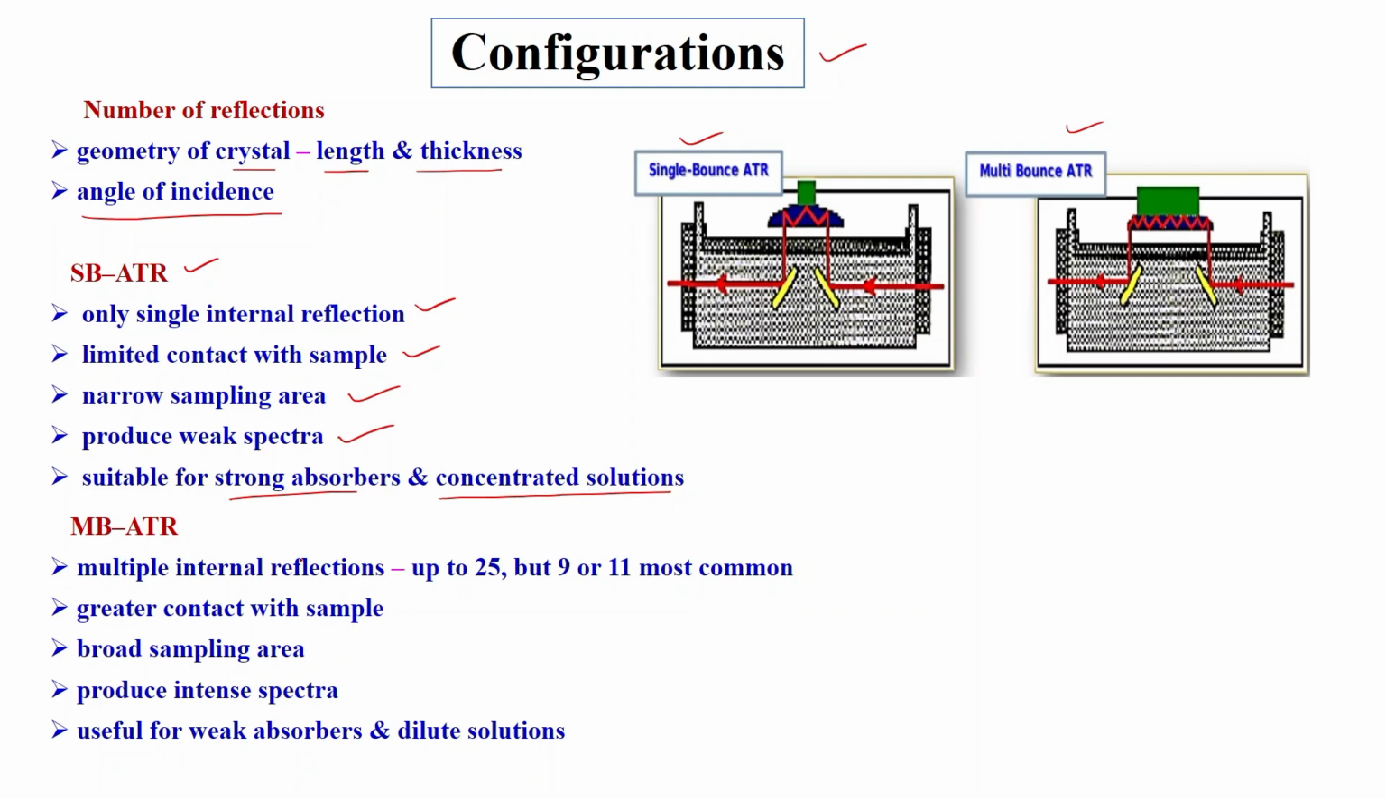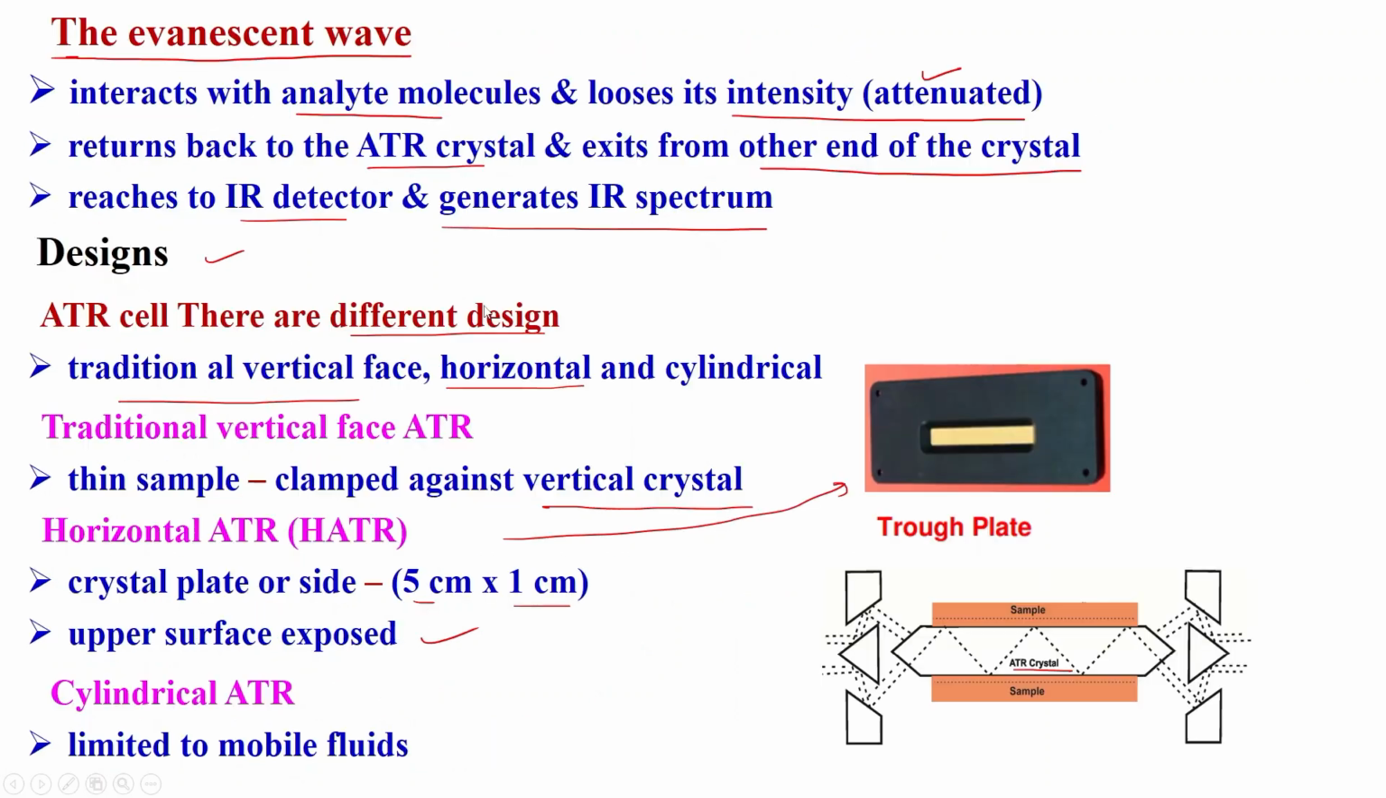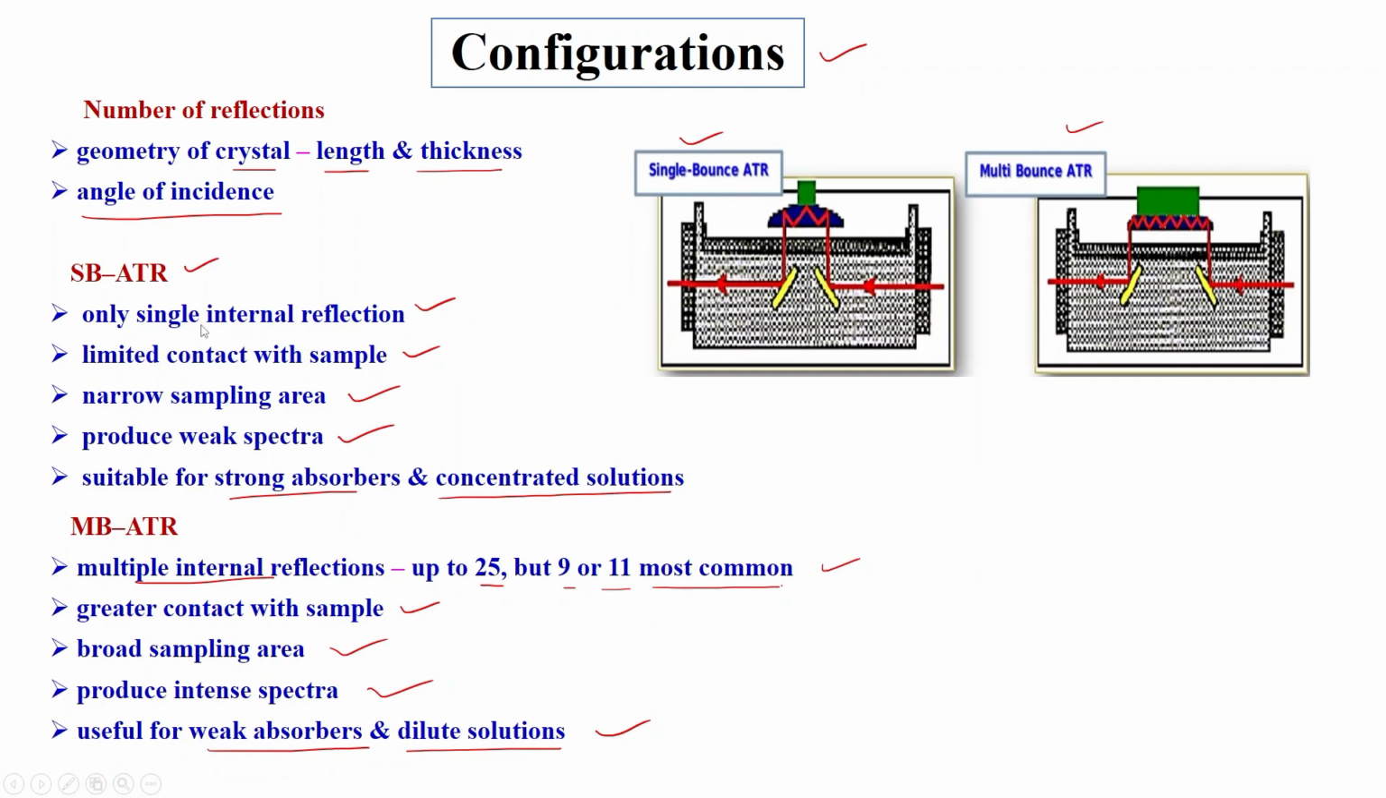Now multiple bounce ATR will have multiple internal reflections. Of course it depends on the geometry of the crystal, length, thickness, and angle of incidence. Multiple reflections can be up to 25, but 9 or 11 are the most common available. Then there is greater contact with the sample, a broad sampling area, and it produces intense spectra. Of course, if there are weak absorbers or even dilute solutions, then obviously we have to use multiple bounce ATR. So these are the different configurations, and we have covered the design of ATR and the configuration.